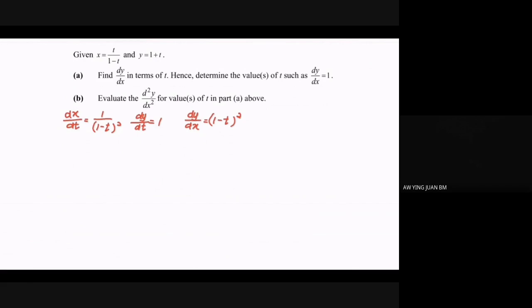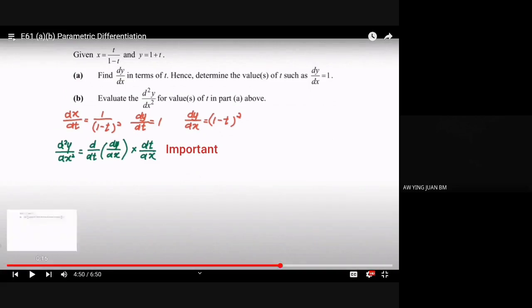Finally, the first derivative is equal to 1 minus t, bracket squared. So now we are going to find the second derivative for the parametric differentiation. The formula for the second derivative is: differentiate dy/dx with respect to t, then multiply by dt/dx.